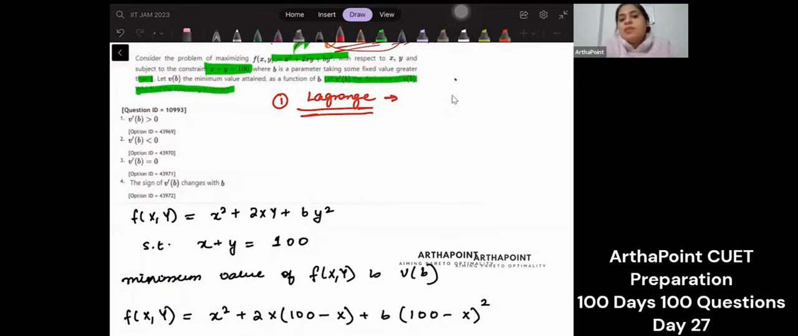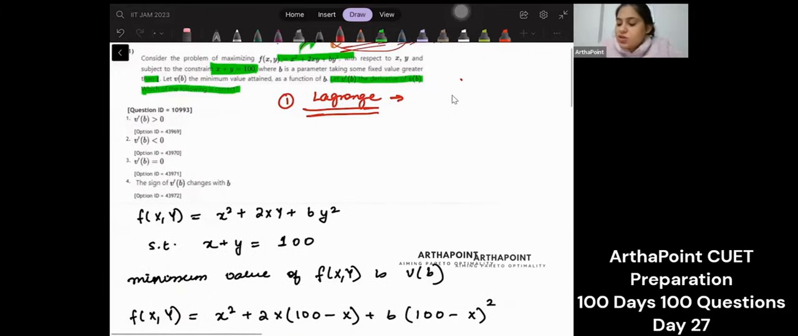Yeah, V(b) will be the minimum value attained as a function of b, this is what it says, correct. So you go ahead and form a Lagrangian, subject to the constraint x plus y equal to 100, and you try to minimize it because it is saying the minimum value attained. That's the first way possible.